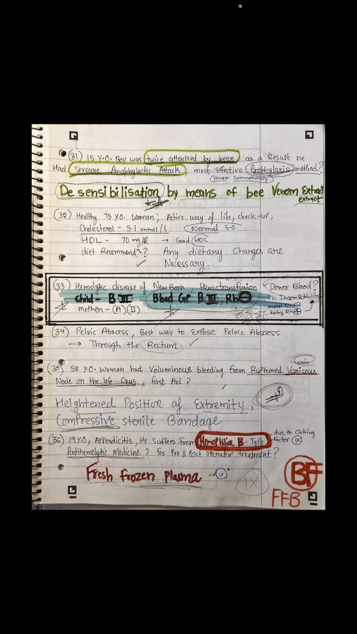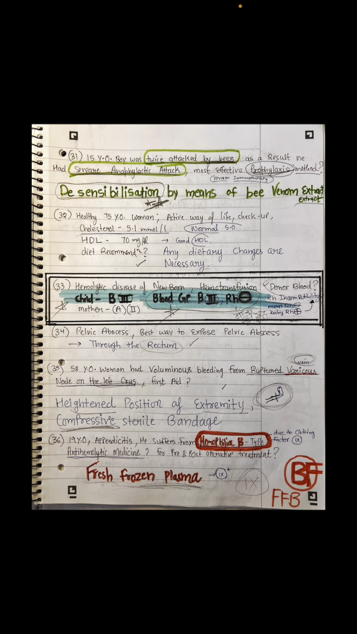So next is case 34, pelvic abscess. Best way to expose pelvic abscess, sir, is through the rectum. This is the least invasive procedure in order to expose or take out the pelvic abscess. So remember that the rectum is the easiest or least invasive way to reach the pelvic abscess.